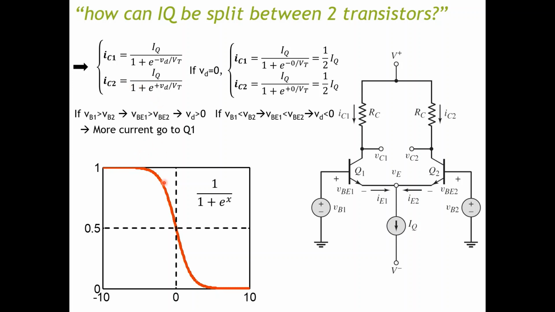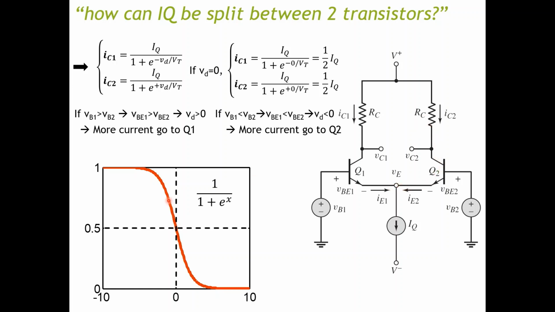Y for IC2, the whole term will go to 0. Okay, so what did I see there? I can see that basically if I have more voltage here, there will be more current flowing here. So likewise, if I have more voltage here, I will have more current flowing here.